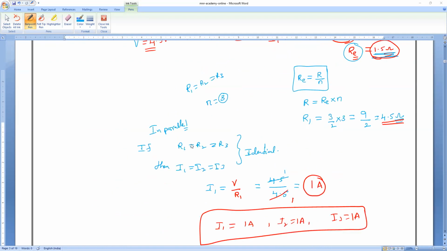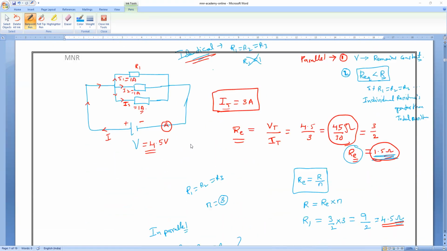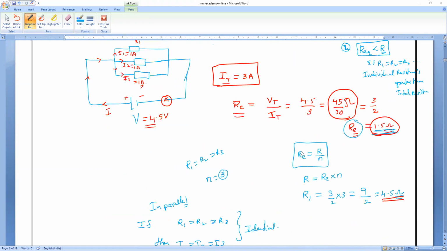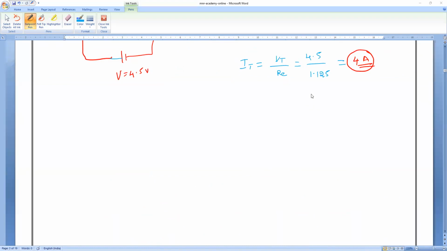So in series connection, please remember, the number of resistors varies, the effective resistance also varies, and the current also changes. But in parallel connection, as the number of resistors decreases, effective resistance increases. Number of resistors increases, effective resistance decreases.